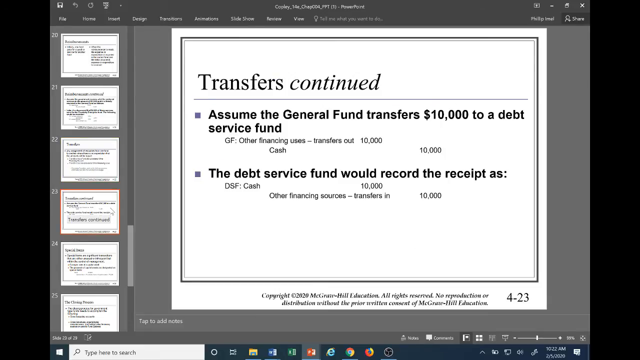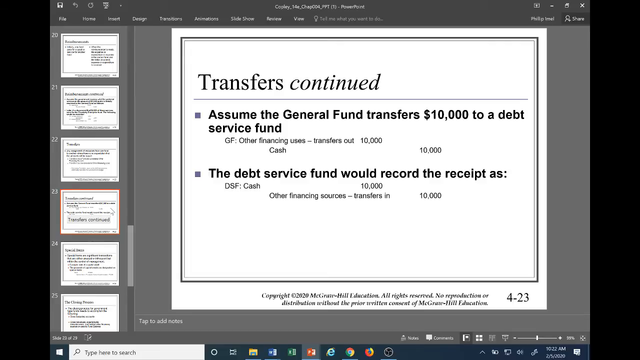So let's assume the general fund transfers $10,000 to a debt service fund. So the general fund entry is going to be other financing uses, transfers out, $10,000 will be our debit, and then cash $10,000, right? Not bad.